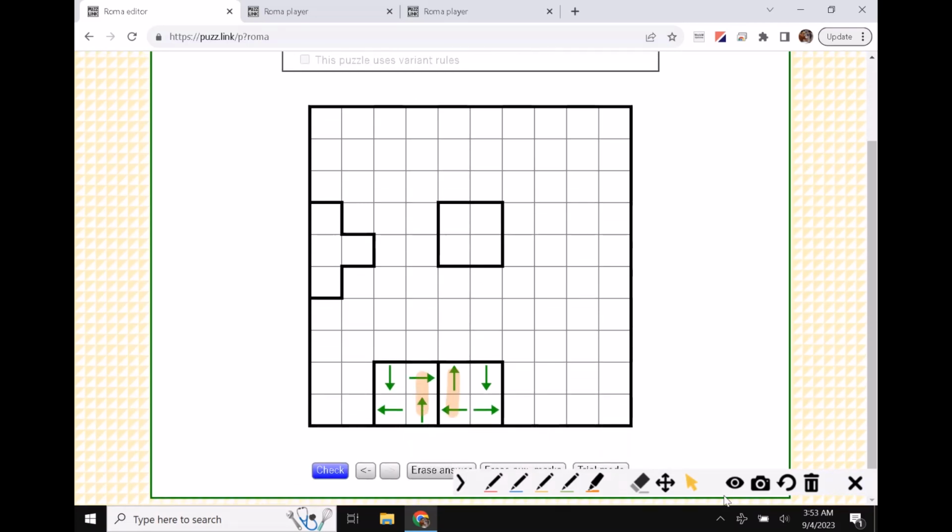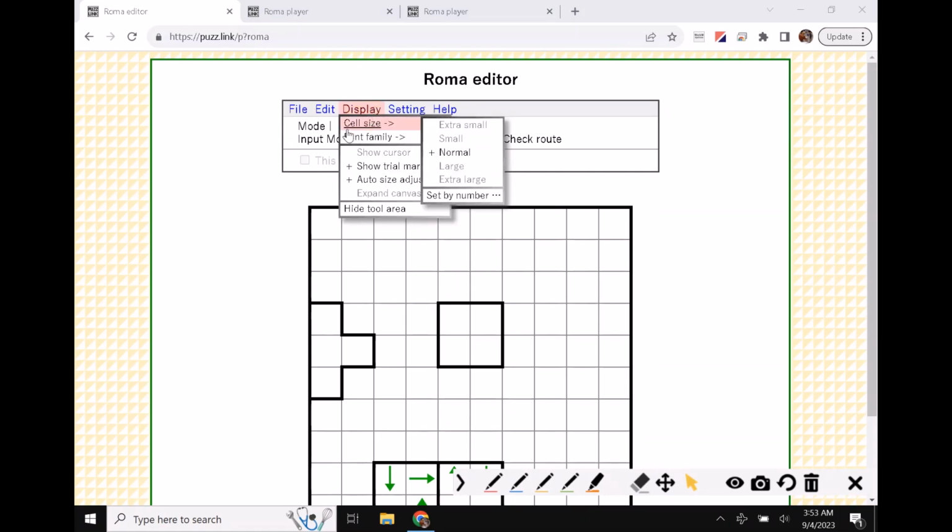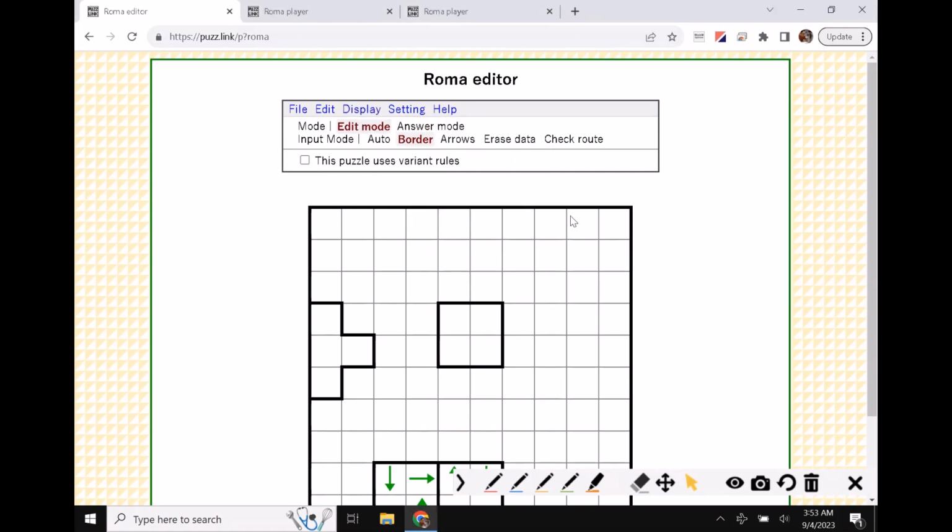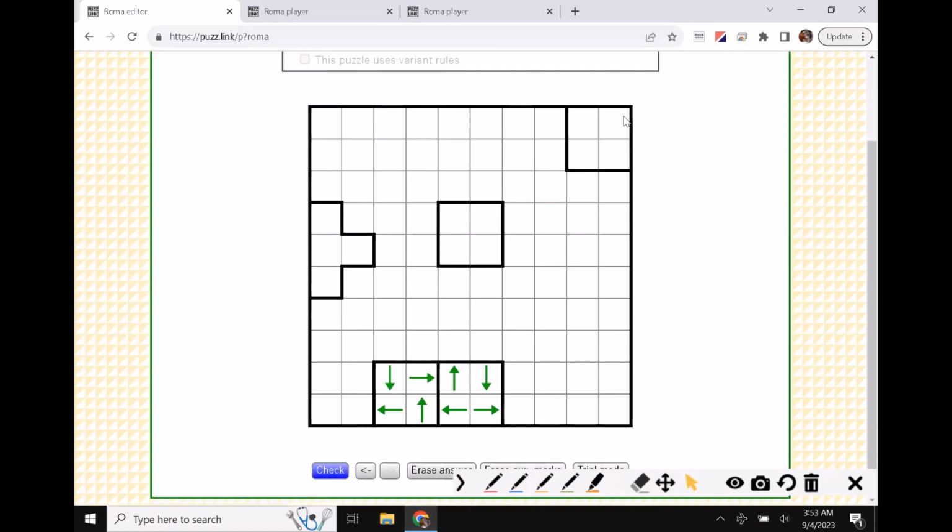Another thing to look out for with these 2x2s is they can never exist in a corner like this, because now no matter which way this cell goes, it has no way to escape the region.